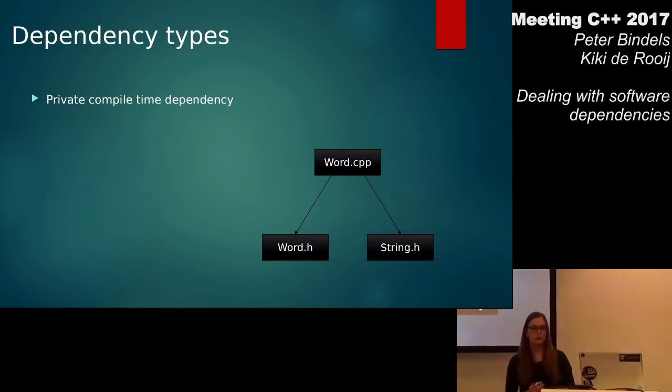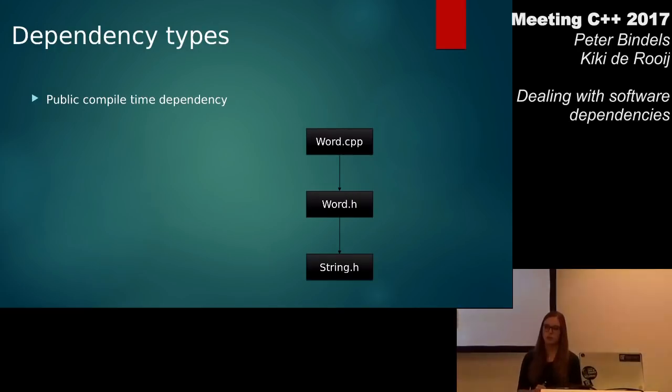A private dependency means that an implementation file includes a header file. So, for example, word.cpp includes string.h and word.h. And now the symbols of string are not used in the interface of Word. So I only need string if I want to compile and link Word. And for the users of Word, I only need string at link time.